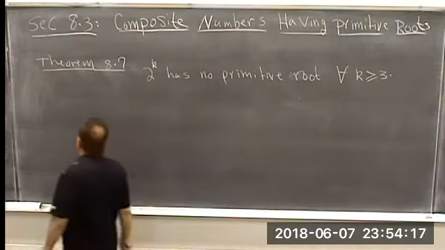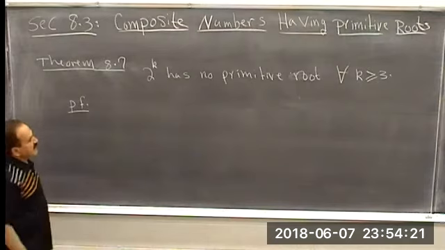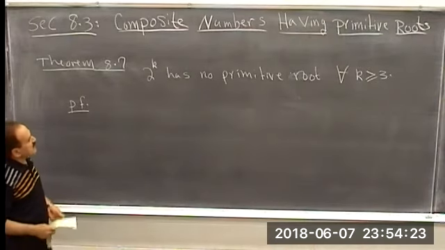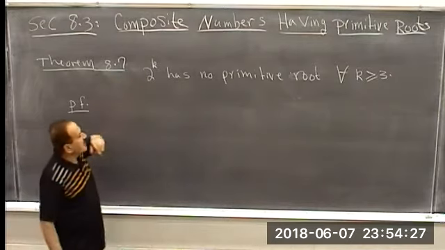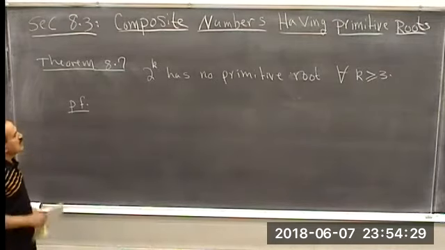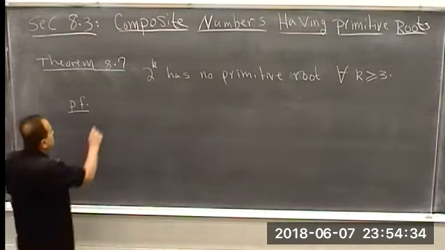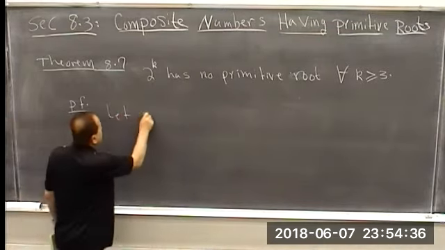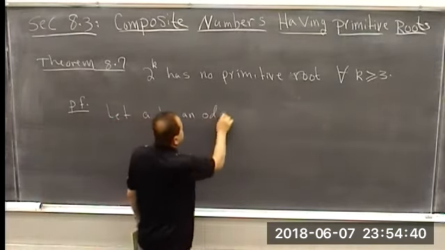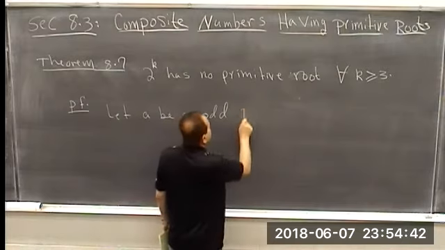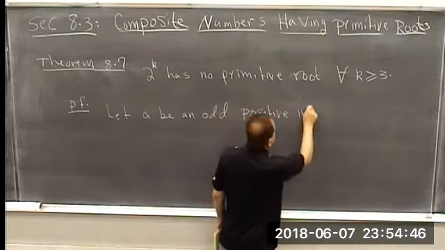All right? So here's the proof. Of course, we need to take a number that is relatively prime to 2 to the k. That's the number that we're going to show has no primitive root. So this number must be an odd number. So let a be an odd positive integer.